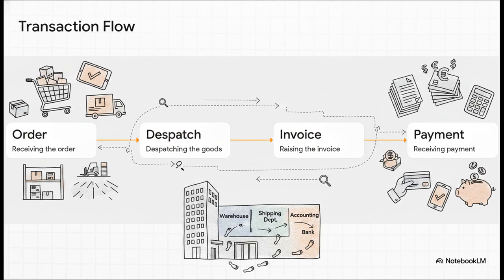So, here is the high-level flow of the entire cycle. Step 1, receiving the order. Step 2, dispatching the goods. Step 3, raising the invoice. And Step 4, getting paid. Tracking the paper trail through these 4 steps creates the perfect memory palace for your exam.